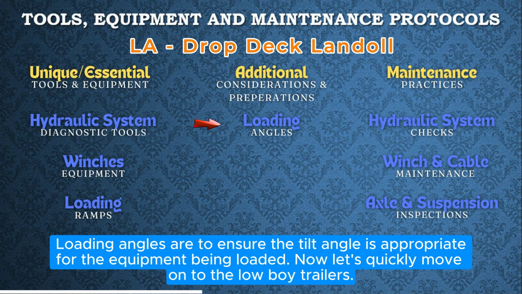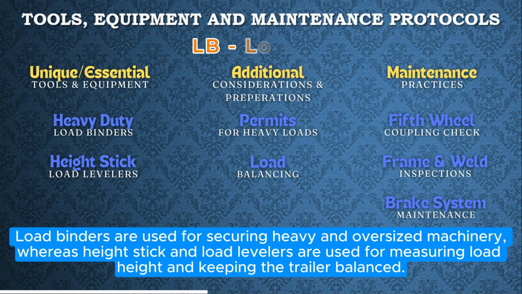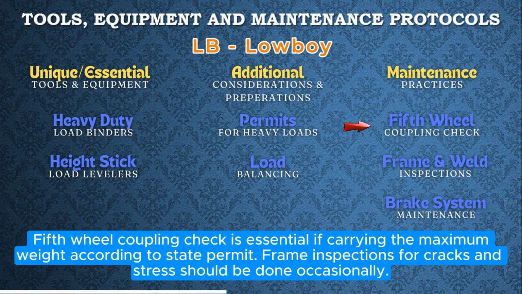Now let's quickly move on to the Lowboy trailers. Load binders are used for securing heavy and oversized machinery, whereas height sticks and load levelers are used for measuring load height and keeping the trailer balanced. Fifth wheel coupling check is essential if carrying the maximum weight according to state permit. Frame inspections for cracks and stress should be done occasionally.